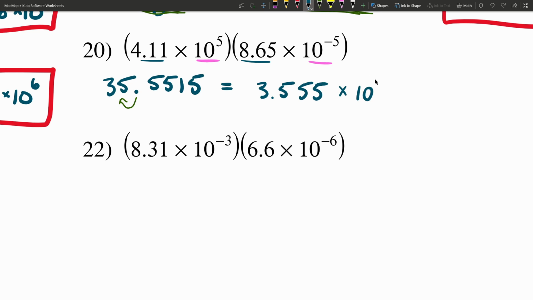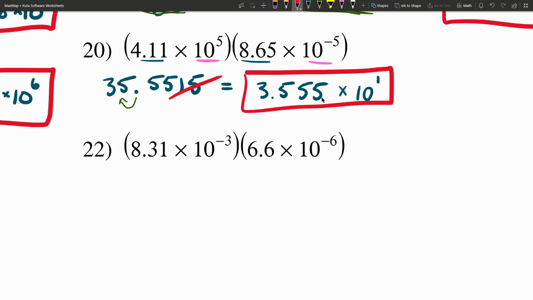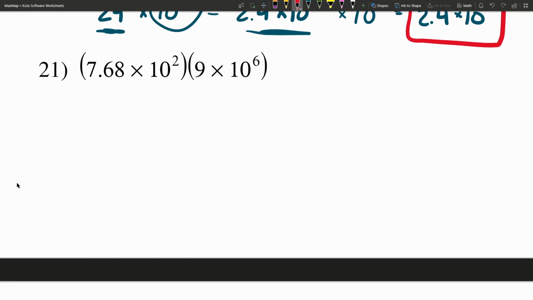left, so that's going to be 10 to the first power in order to revert it back to that original 35.55. So 3.555 times 10 to the first. That's 35.55 in scientific notation. And again, I just dropped this 1 and 5, making my number a little more concise, having no more than 3 decimal places.